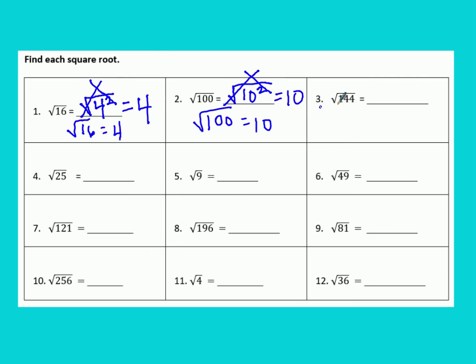So the square root of 100 equals 10. In our third example, we have the square root of 144, so we rewrite this as 12 squared. And opposite operations, the square root and the square are opposite, so they cancel each other out, and we're left with 12. So the square root of 144 equals 12.